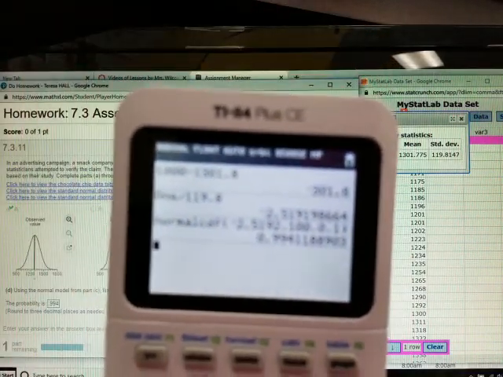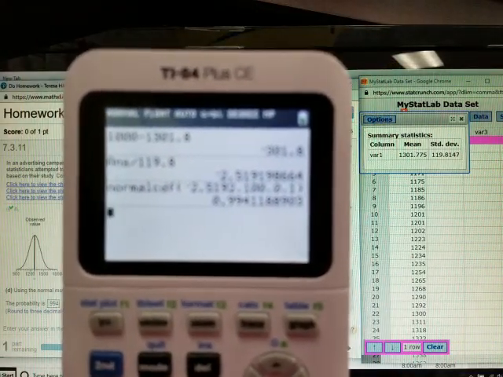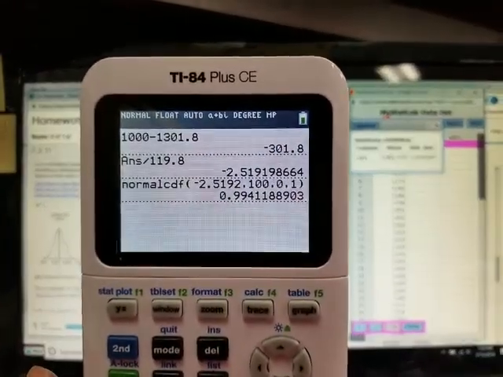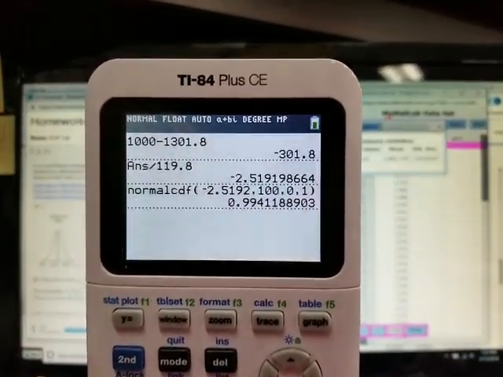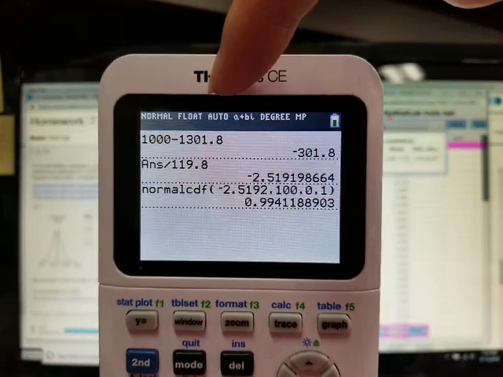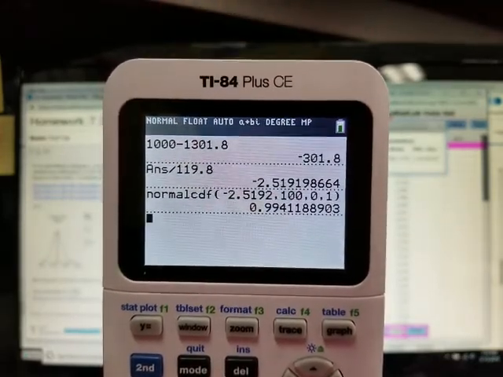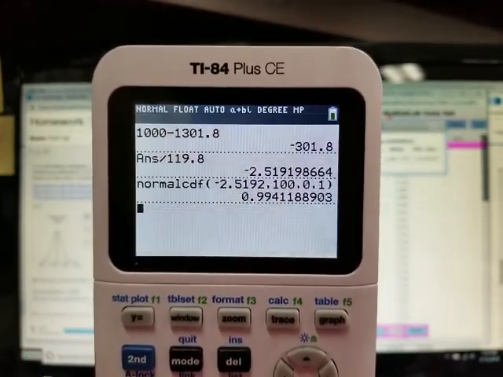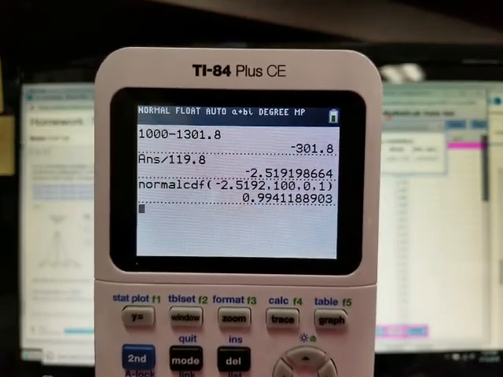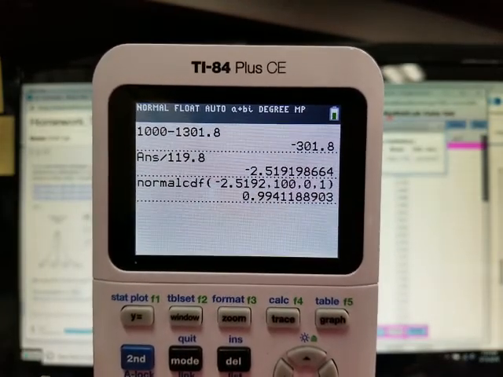Okay, now, zoom in on this. There it goes. All right, so the top one showed you the x value minus the mean. Second one divided by the standard deviation. The third one was my normal CDF from that z-score to 100 since I wanted greater than the 1,000 chips.